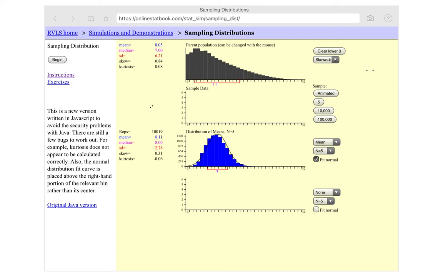But one thing that you can notice is that the means here are roughly the same. The mean of my population distribution is just over 8, and the mean of my sampling distribution is again just over 8. The medians are different, and we'll talk about that in a second, but we'll focus on means here. We see that the means are roughly the same. So let me do another 100,000 of these, just to get an idea of what's going on.